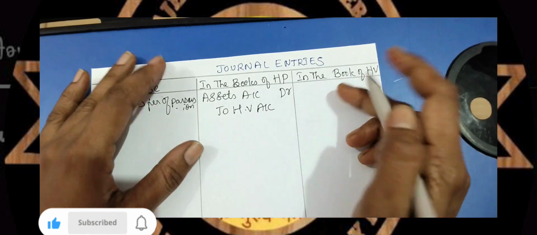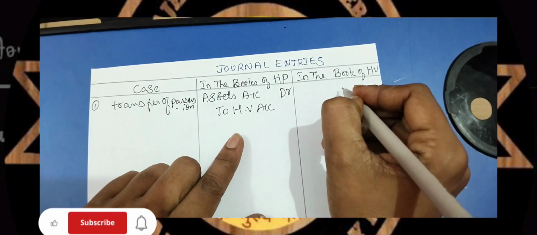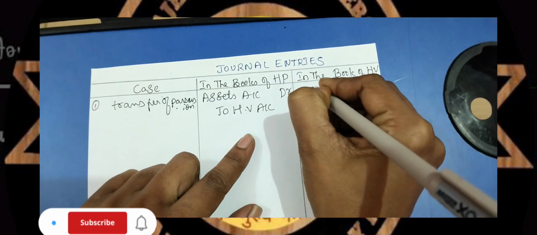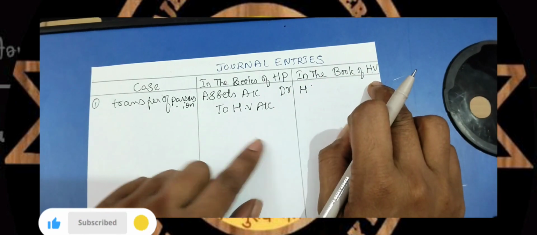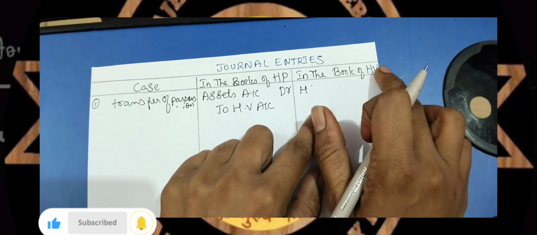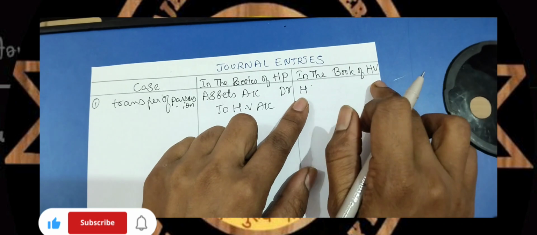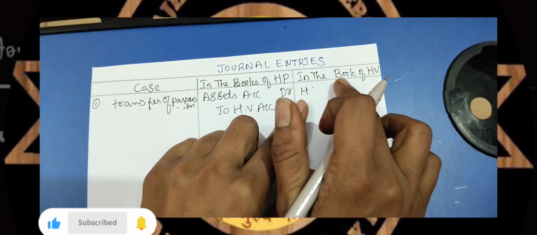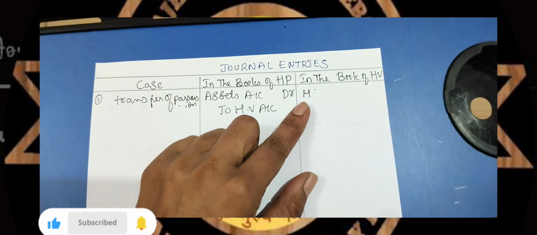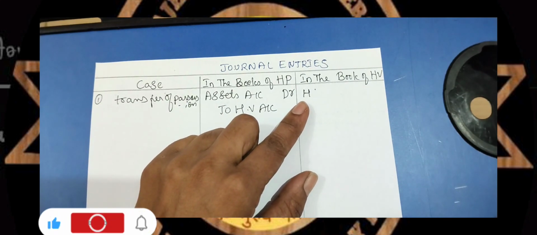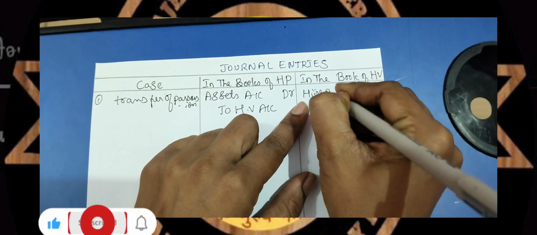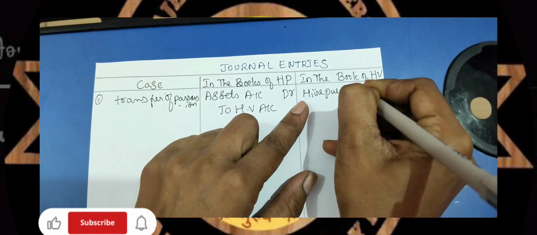Here he should be ready to sell. He is selling to the hire purchaser. So the hire purchaser will be a debtor for the hire vendor. That's why we are debiting the hire purchaser account, because he is not going to pay the cash immediately after the purchase.